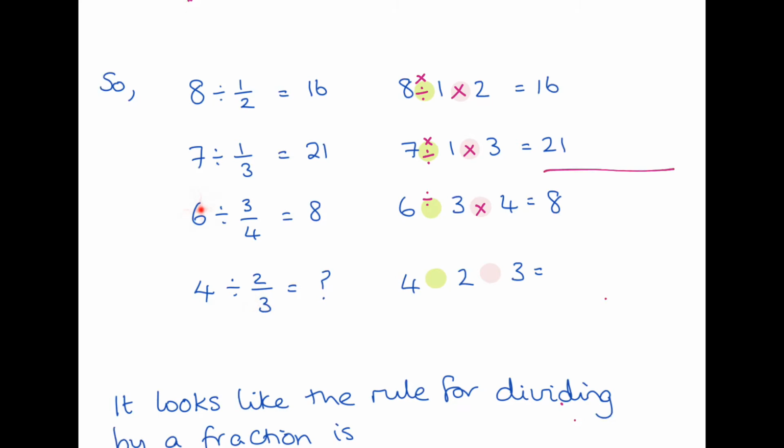Okay, because that's what we did here, didn't we? That divided by that times that. 6 divided by 3 is 2, times 4 is 8. 7 divided by 1 is 7, times 3 is 21. 8 divided by 1 is 8, times 2 is 16. So 4 divided by 2 is what we'll have to do. And then times 3, well, let's see what that is. So 4 divided by 2 is 2, times 3 gives us 6.